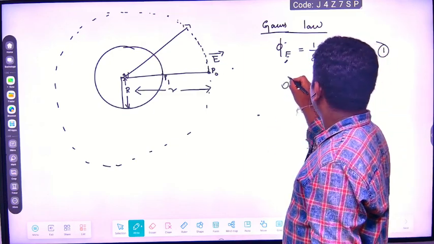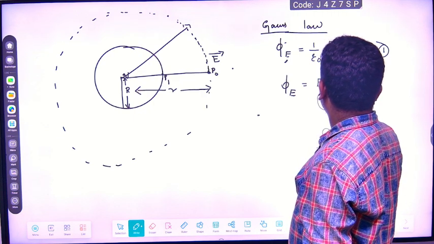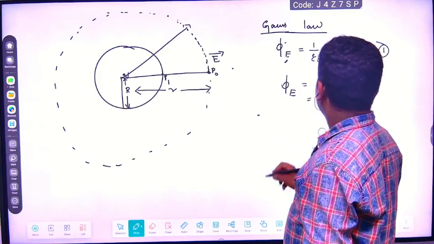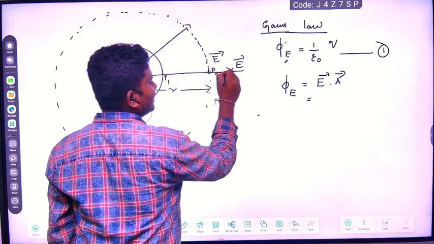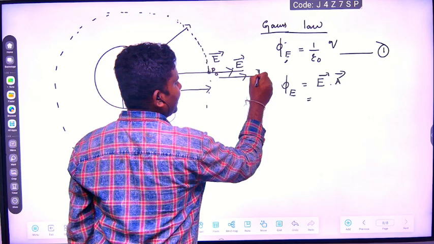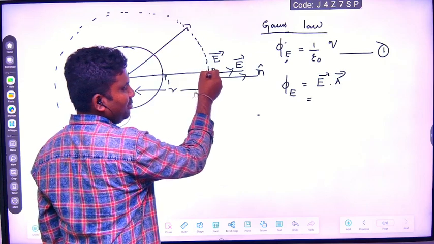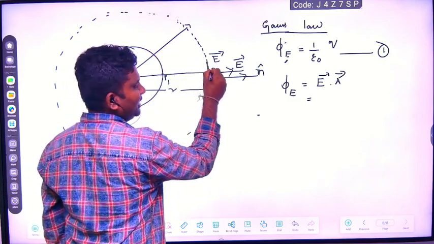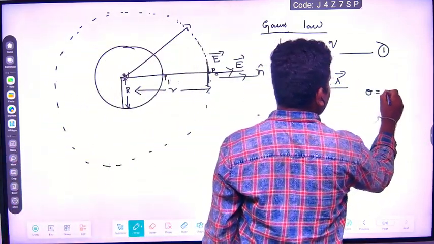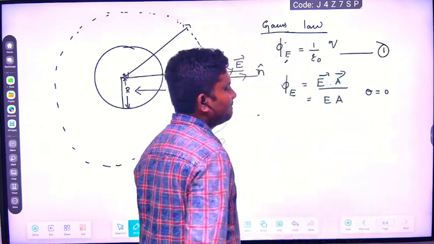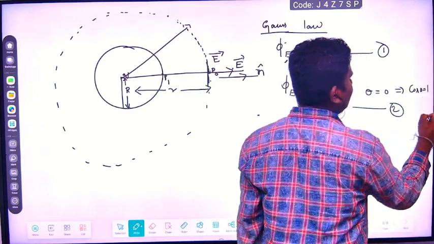Now, what is another equation? The total electric flux is electric field into area, E vector dot A vector. The electric field lines at this point come in the same direction, and the surface area vector is also in the same direction. The area vector you can write as n cap, the normal vector. Both are in the same direction, so theta is equal to 0, and the flux is E into A, because cos 0 is 1. This is equation number 2.